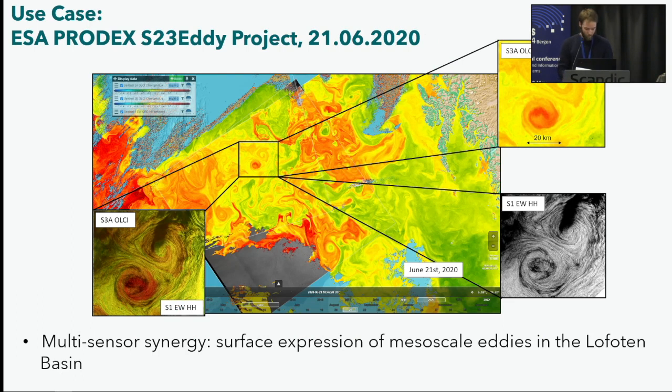Then we can have more specific use cases, like for example, this was used in a project called S23D Eddy, where the subject was the study of eddies in the Lofoten basin off the coast of Norway. Here we can see very nicely mesoscale variability and multi-sensor synergy. You can see the same feature present in both Sentinel-1 SAR data and Sentinel-3 chlorophyll data.